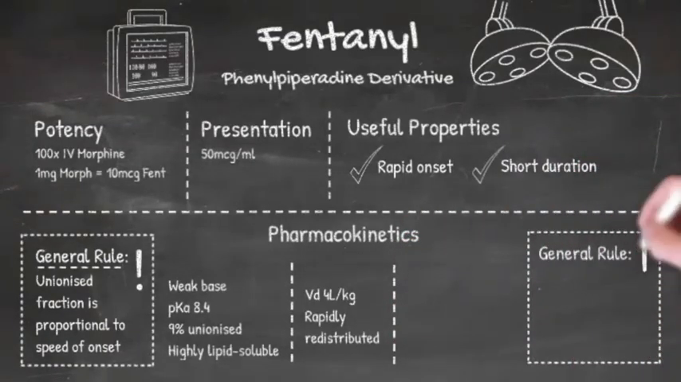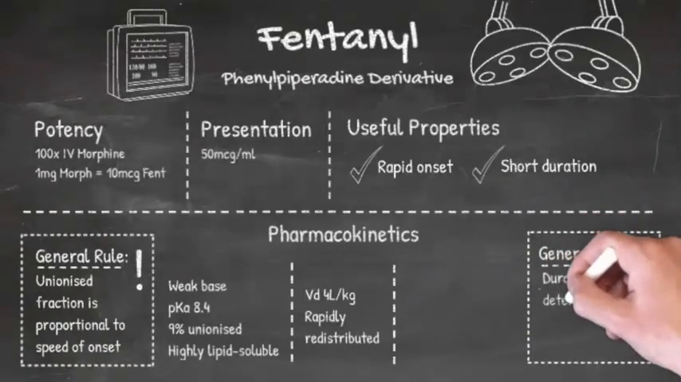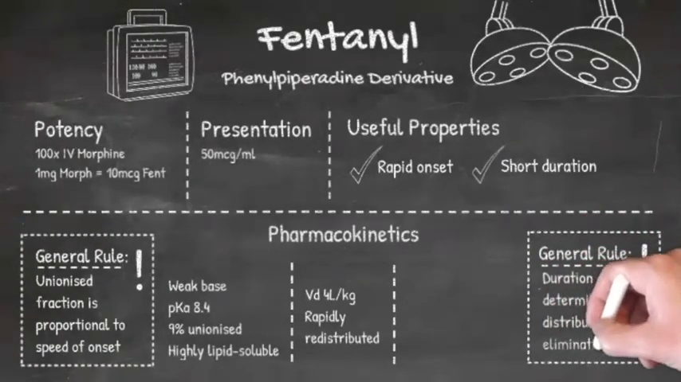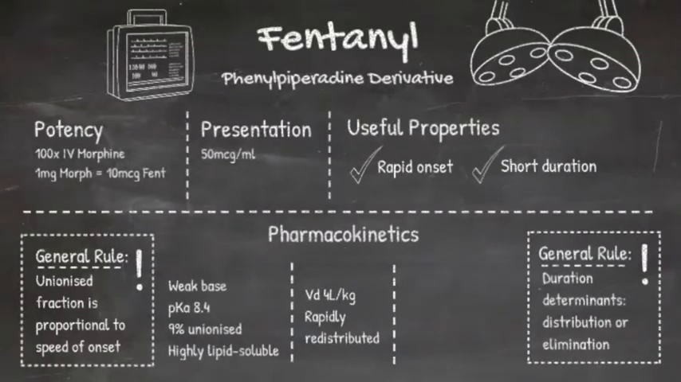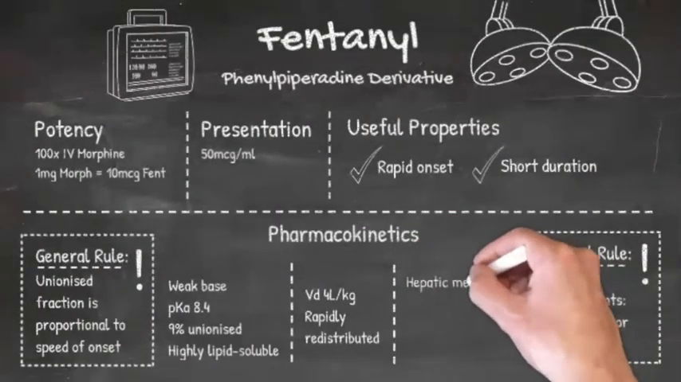But with prolonged infusion or repeated boluses, these peripheral compartments become saturated, and so its duration of action then becomes more prolonged and determined not by redistribution, but by elimination. So how is fentanyl eliminated? Well, it's metabolized in the liver before renal excretion, and the metabolite norfentanyl is not active.